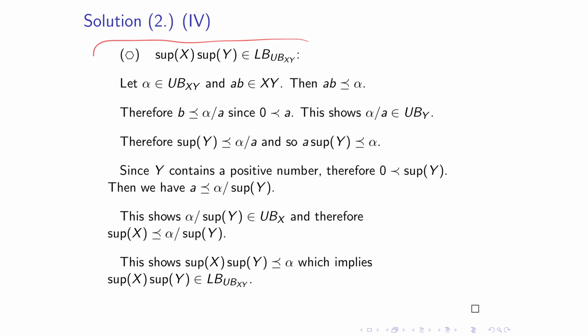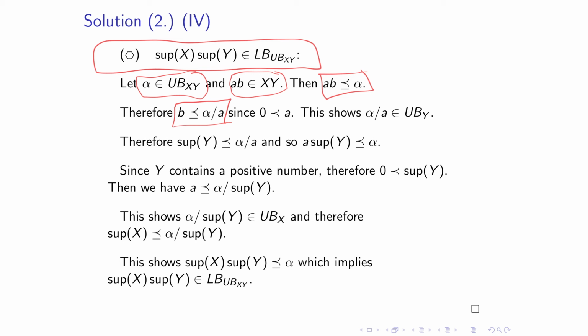Okay, next we show that it is a lower bound on the set of upper bounds. So we take an upper bound, alpha. We also take an arbitrary element out of xy. We know by definition that ab is less than or equal to alpha. We can divide by a, and that is justified because we know a is strictly greater than 0. So its inverse exists, and when we multiply across the inequality, it preserves the direction.